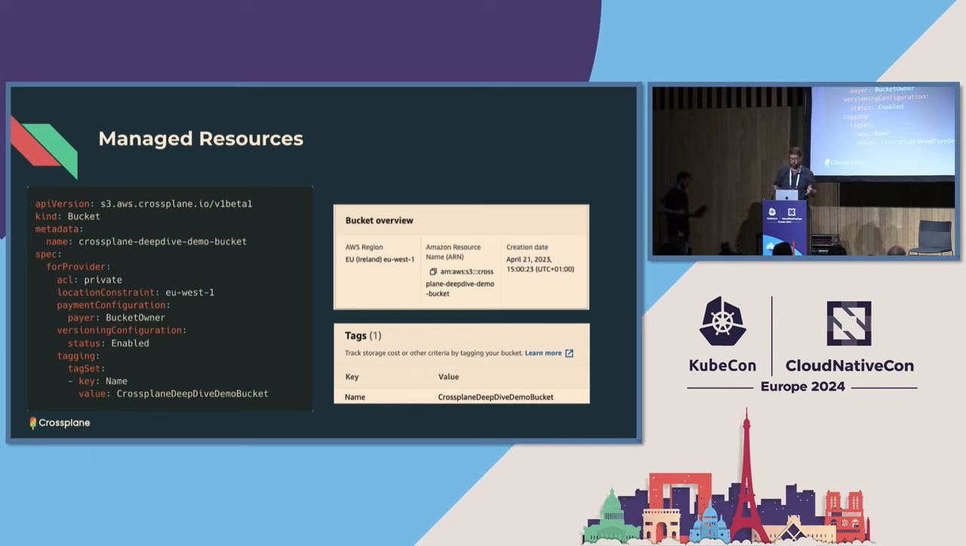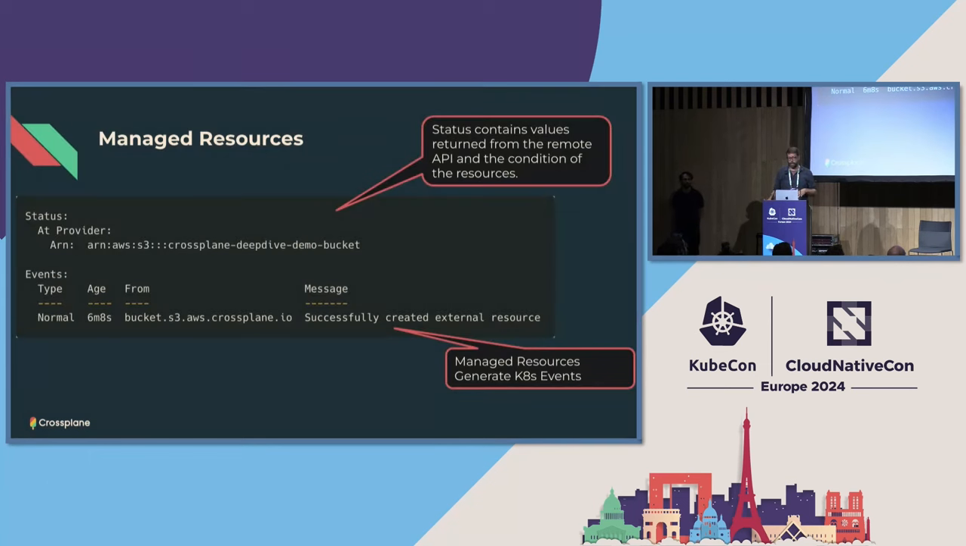We've got this S3 bucket here, and it's got what you'd expect out of a Kubernetes object. It's got a spec, it's got config fields, it's got status, it's got events. So it's a well-behaved Kubernetes object, and it represents an external resource that's out there in the real world for your control plane to manage.